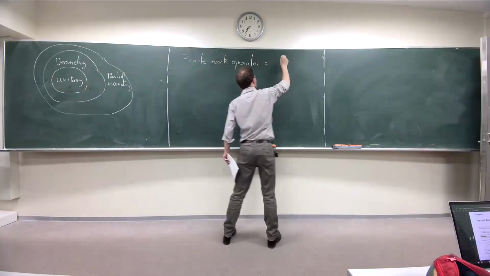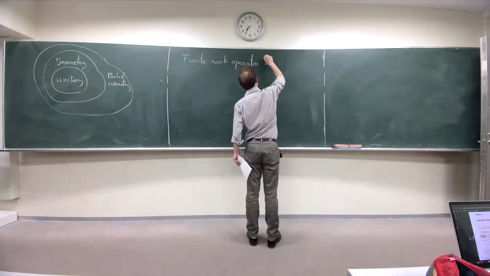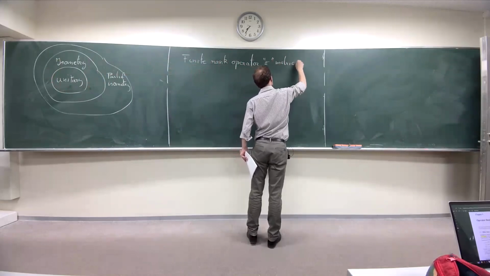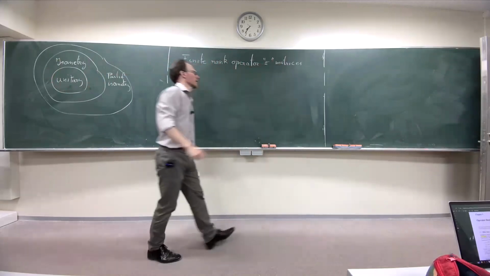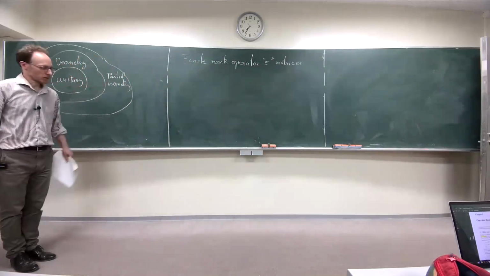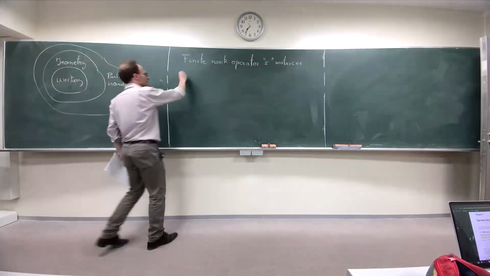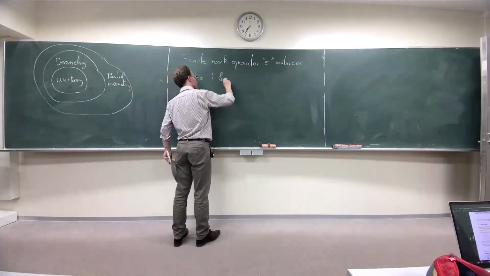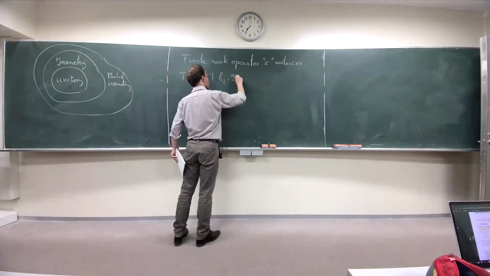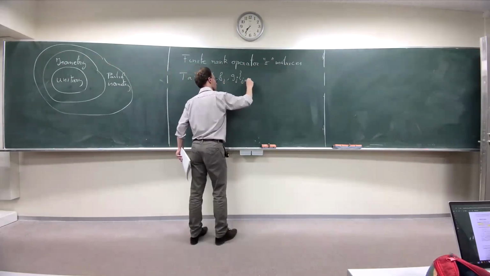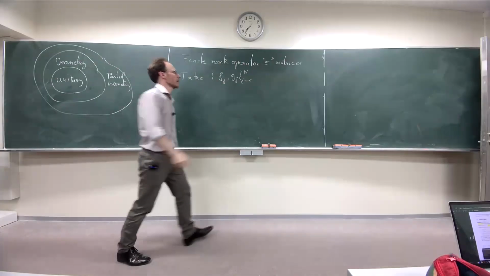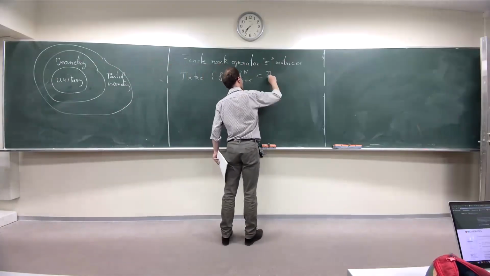And they are essentially matrices. I will try to convince you. So take Fj and Gj, j from 1 up to n, a finite number. So what do I mean?